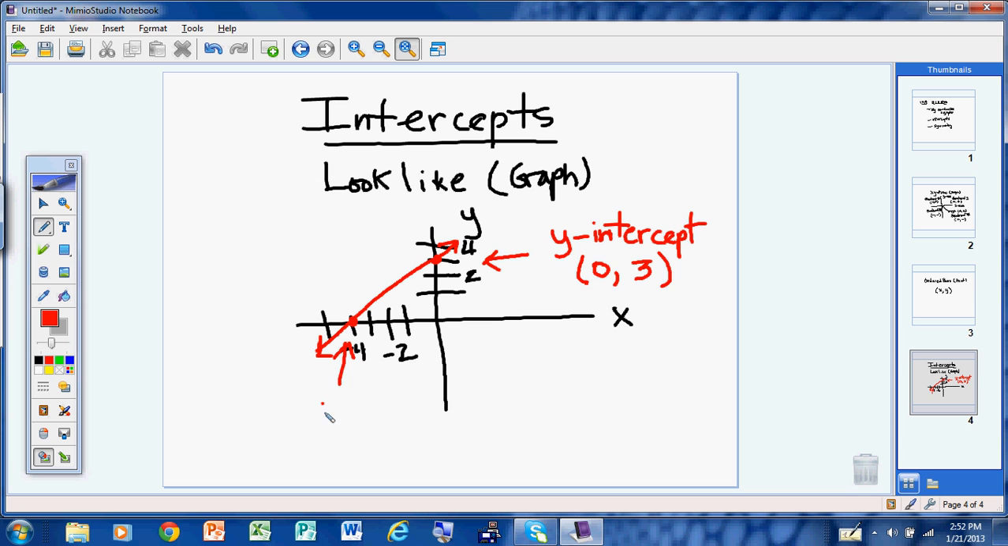Here's the second point that we want to identify. Notice it's crossing the x-axis, so this is referred to as an x-intercept. And if we were to describe where that point is located, we are crossing the x-axis, so the x value is -4, but we're not going anywhere in the y direction, so the y value in that point would be referred to as 0.